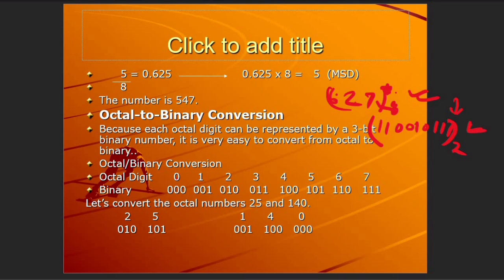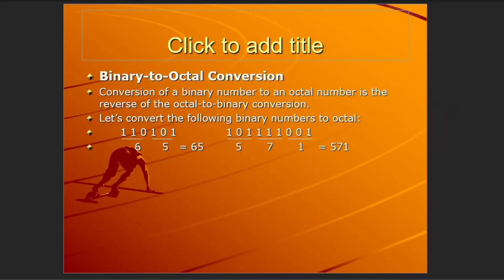This is so easy. Now binary to octal conversion. For converting any binary number to octal, we simply make groups of 3-digit binary numbers. So if we want to convert 10111, we have to make groups of 3-digit binary numbers.